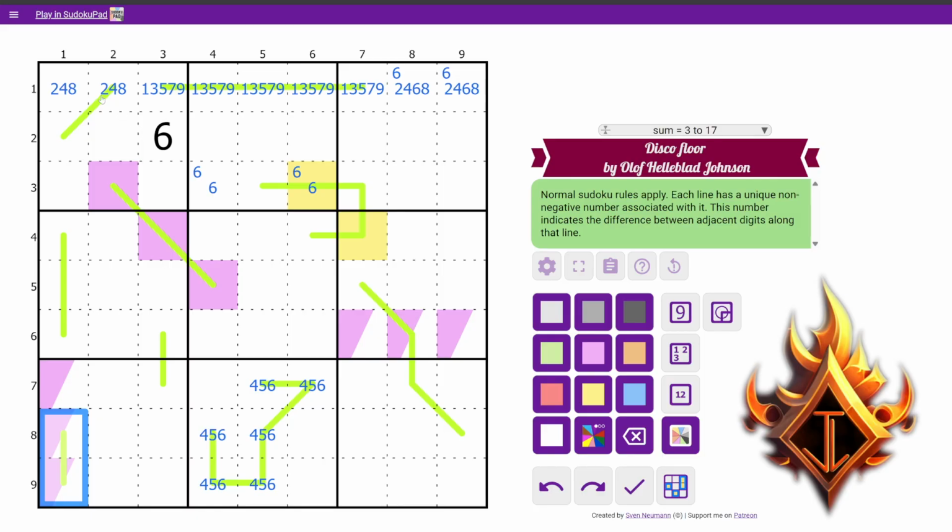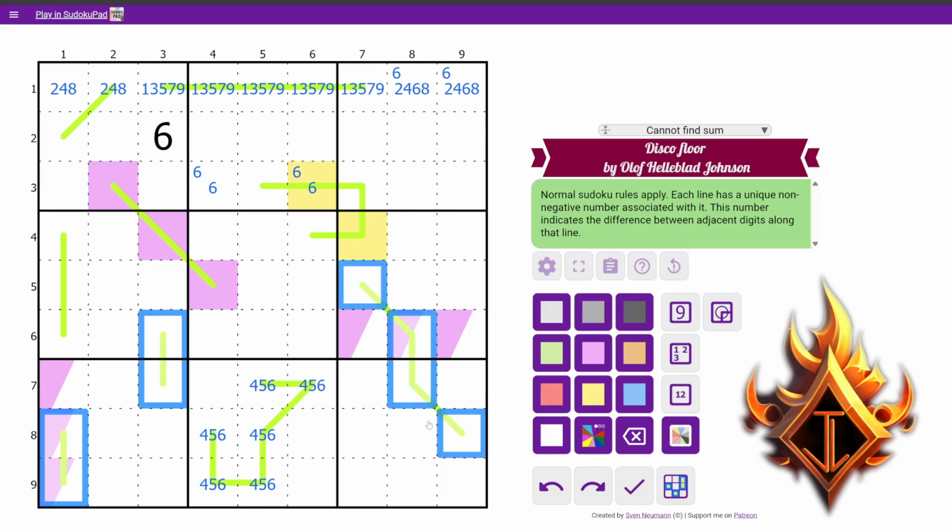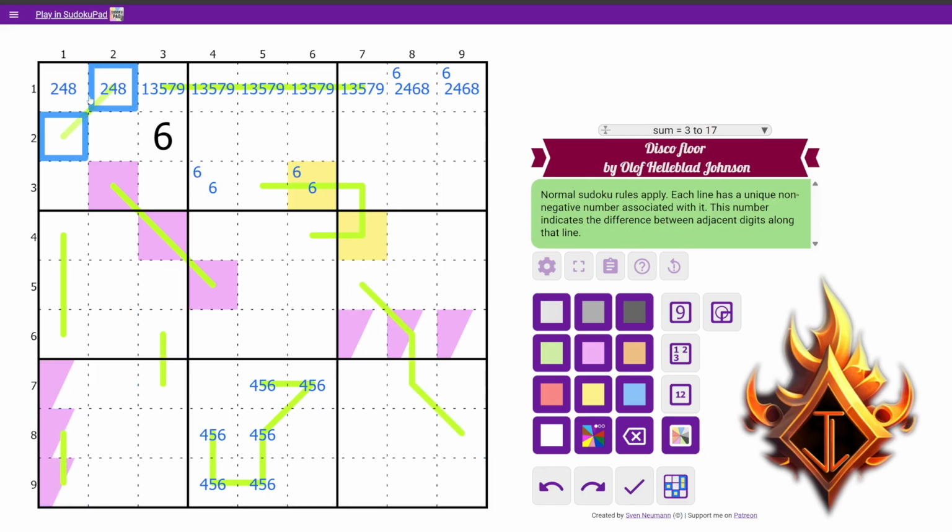Which ones can be 8? This one cannot. This one can. This one can. And this one still can. 7. This one can even be a difference of 5, but only if that is 9.